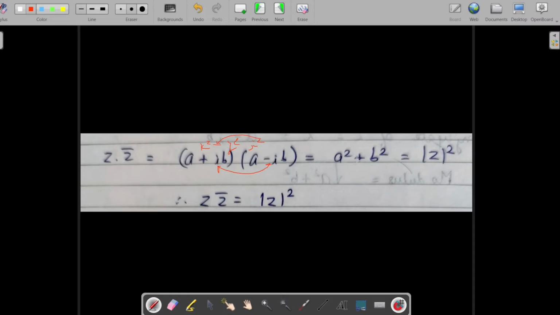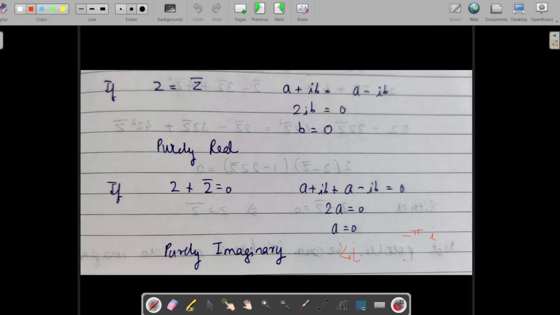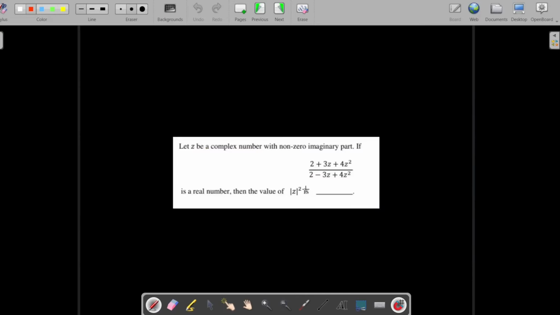So you get a square plus b square, which is nothing but z square, or the square of the modulus of z, because modulus of z is a square plus b square, right? So z into z bar is equal to mod z square. Now, if you have understood everything till here, you can actually solve some questions of JEE Advanced through simple manipulation of these results. So let us take a question which was of JEE Advanced 2022.